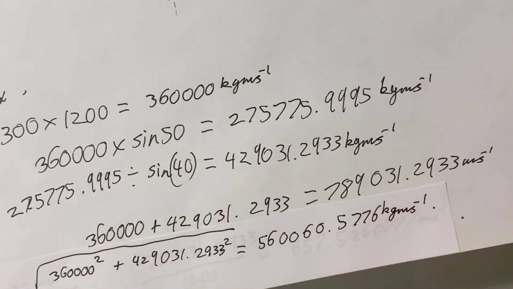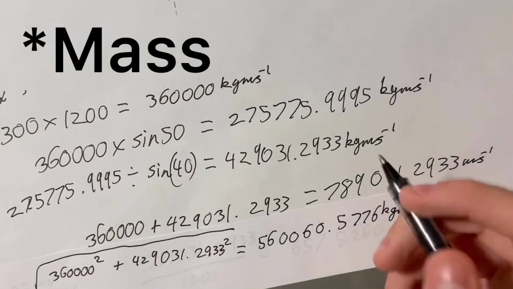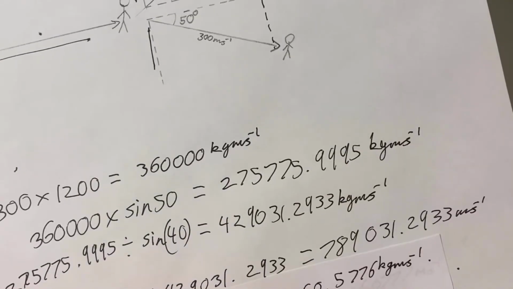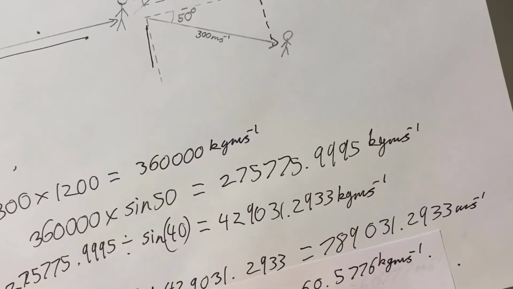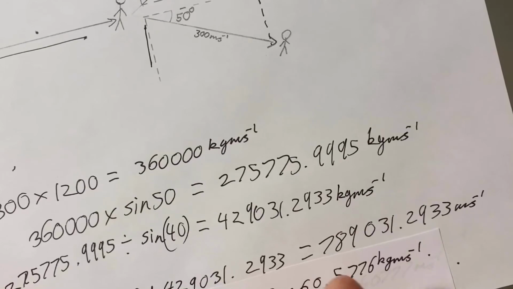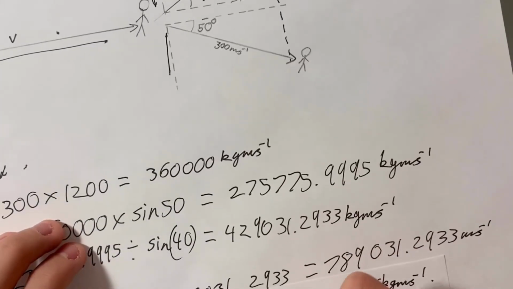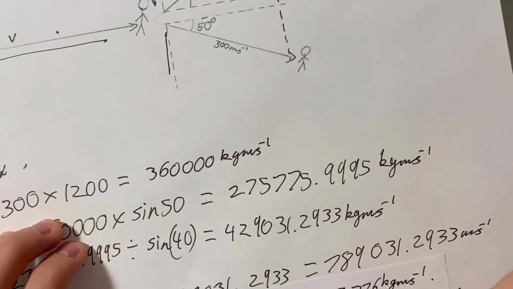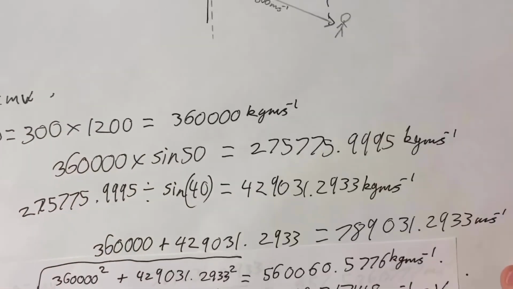And now we can calculate what V actually is, which is a speed, by dividing by the mass, which we know is 1,200 kilograms up here. So we do 560,060.5776 divided by 1,200, which gives us 466.717148 meters per second, which is V.